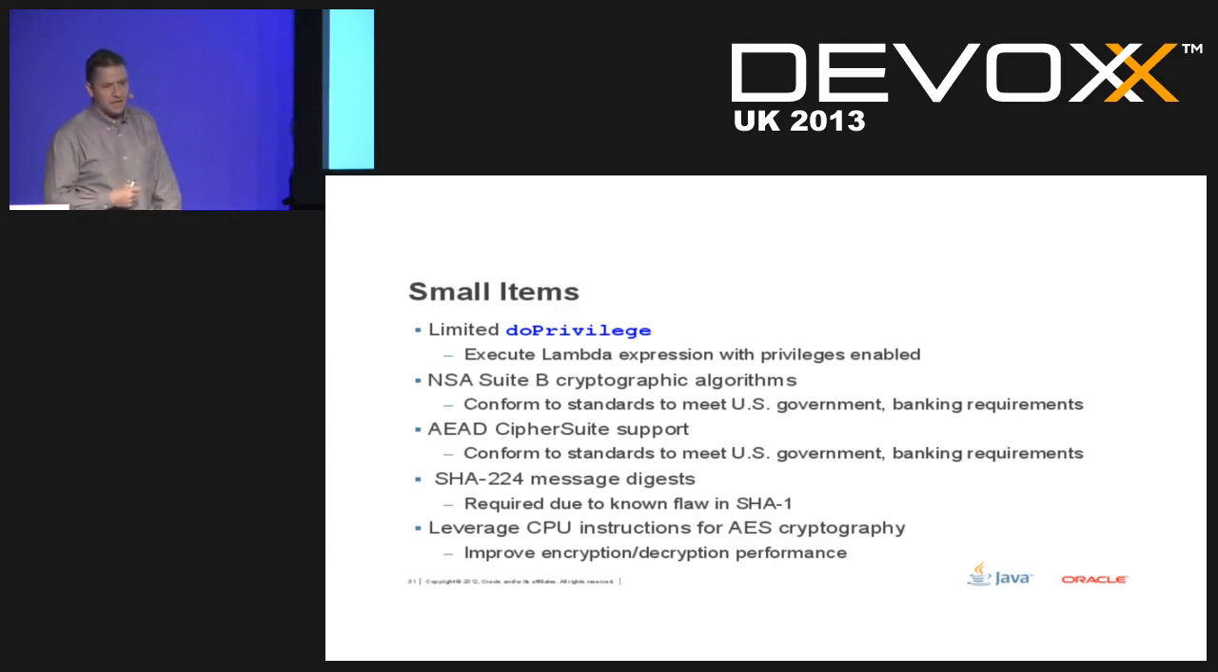There is the secure hash algorithm, SHA, version 224 message digests. We need that because apparently there's a flaw in SHA-1. And then we're also looking at how to leverage instructions for cryptography, basically pushing out some of the work onto the processor, so we don't do it in software, we actually do it with hardware acceleration.